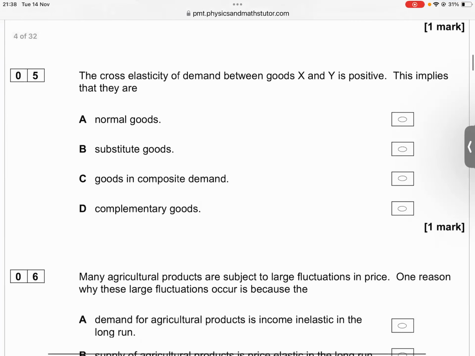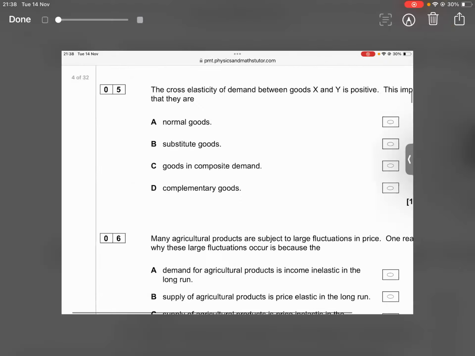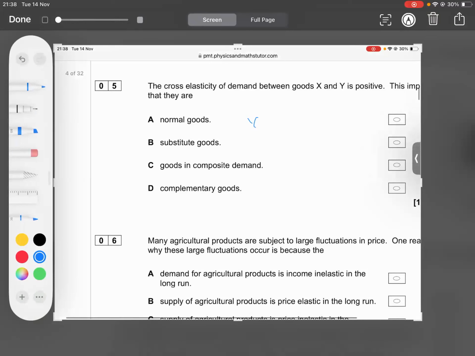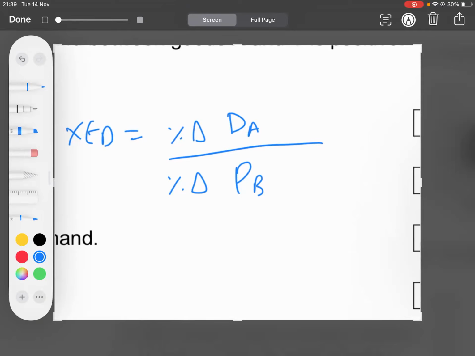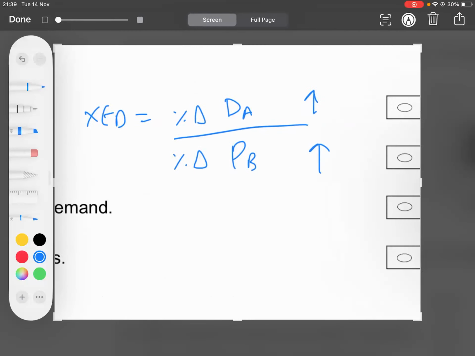Cool. The cross elasticity of demand between good X and Y is positive. So are they substitutes or complements? Try and think about it. Does that mean that it's above one? You'd have to really think about the equation. So XED is the percentage change in demand of good A given a change in price of good B. So if the price of something went up, positive is when the other thing goes up as well.